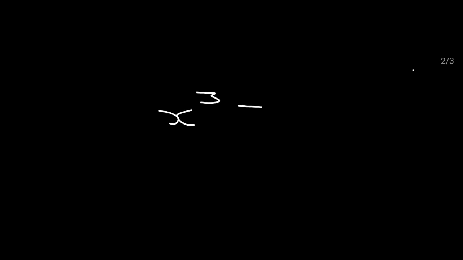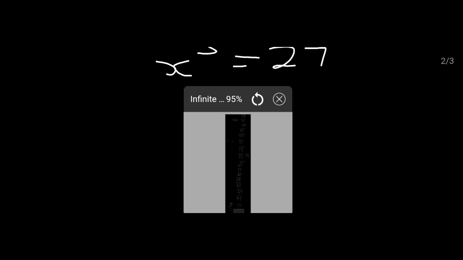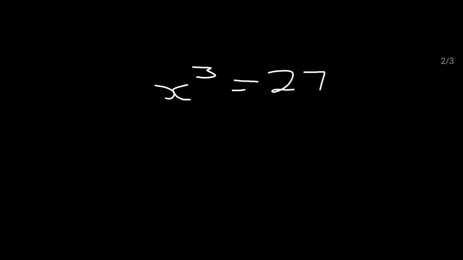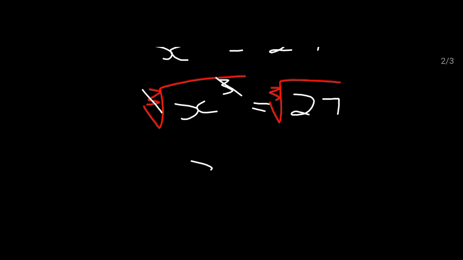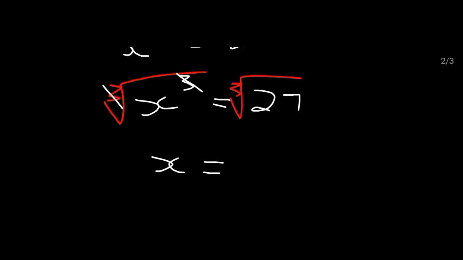X to the exponent of 3 equals 27. So now, the same thing: we have to remove this exponent of 3. To remove that exponent of 3, we use the root of 3, the cube root. So this means we apply it on both sides. This cube root will cancel this exponent of 3, and x is your answer. So just know we remove the exponent by the root.